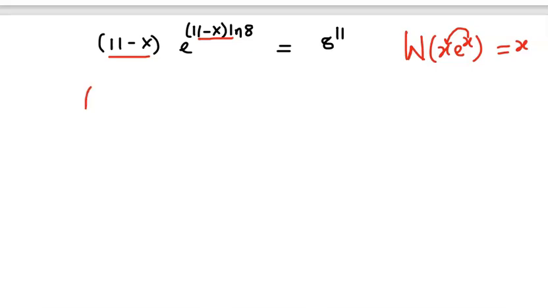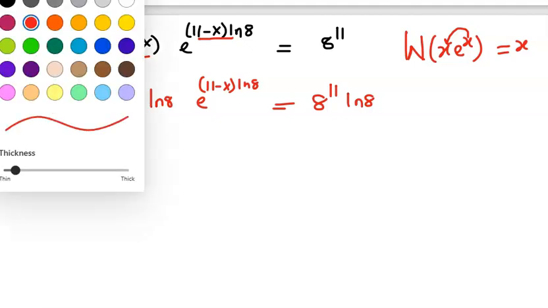So by so doing, we get 11 minus x times the natural log of 8, then multiplied by e to the power of 11 minus x times the natural log of 8. From the right hand side, this will be equal to 8 to the power of 11 times the natural log of 8. Okay, now we can use the Lambert W function on both sides, right?